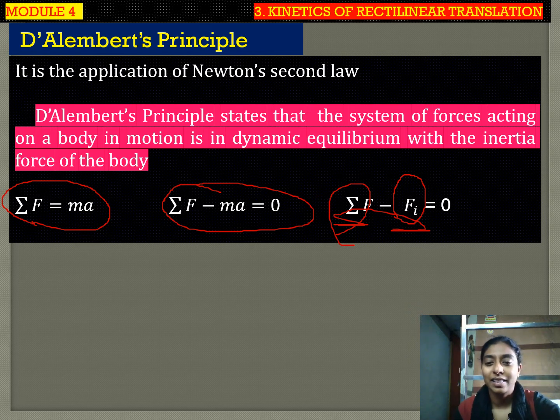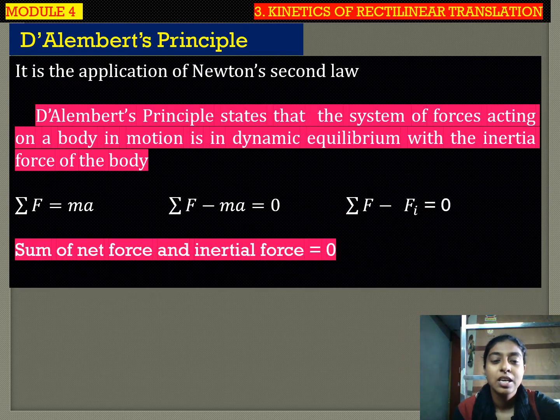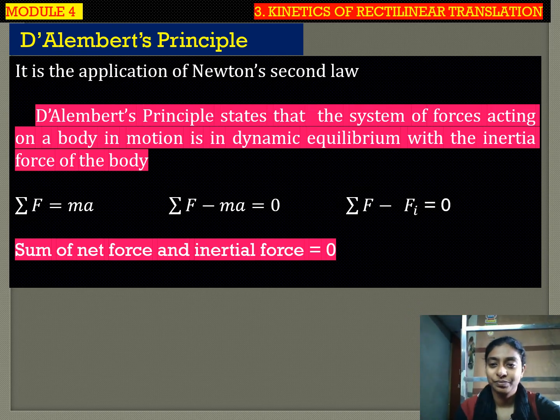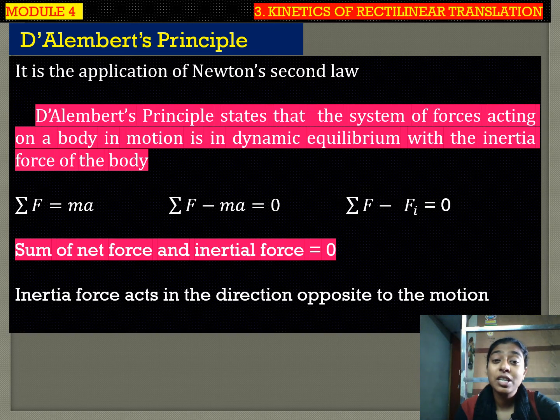In symbol we can say that. See, we know if the external force is acting in one direction, that is acting in the direction of motion, the frictional force will act in the opposite direction. So, this inertia force will act in direction equivalent to the frictional force. Inertia force will act in the opposite direction of motion. So, sum of net force and inertial force is equal to 0. Now, inertia force acts in the direction opposite to that of the motion.